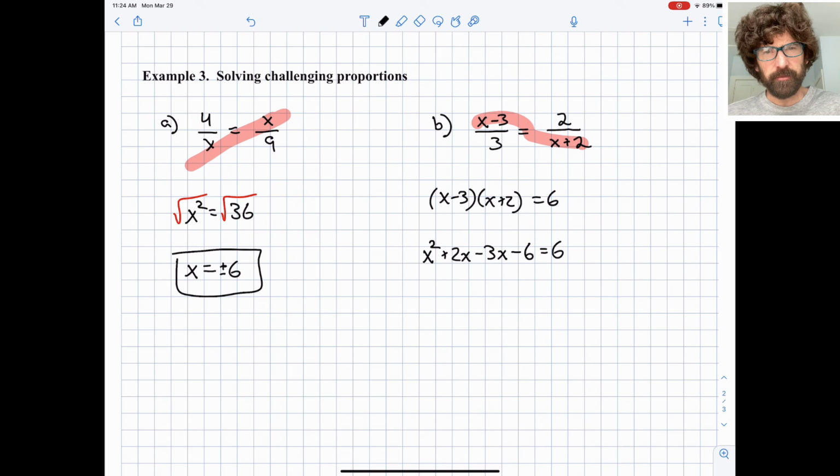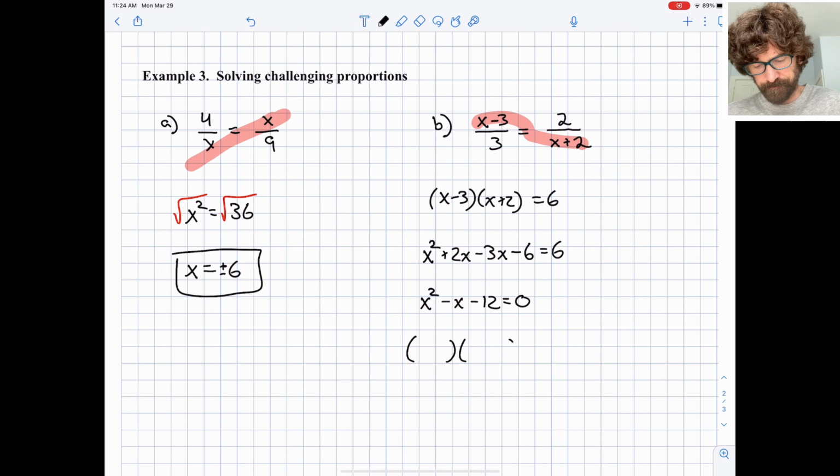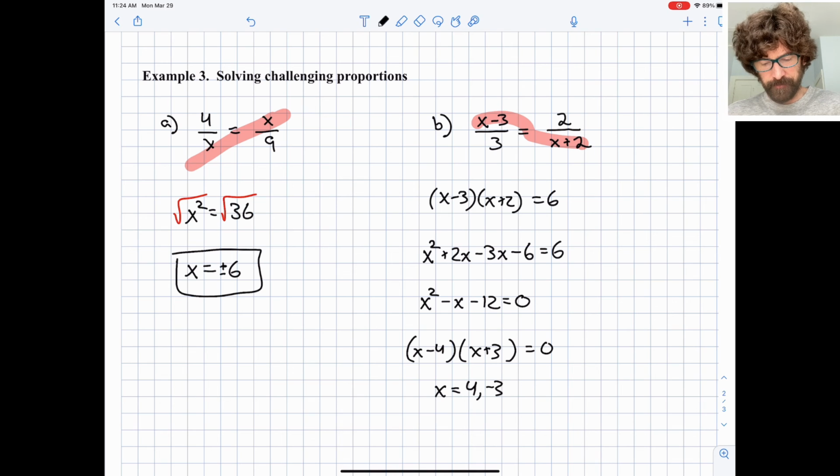I'm going to try to solve it by factoring first. If not, we might need to use the quadratic formula. But to do that first, we need to get our equation equal to 0. x squared minus x, combining like terms, minus 12 equals 0. And it looks like this is factorable: x minus 4 times x plus 3. And that would mean x is equal to 4 or negative 3. And that's a good place to stop.